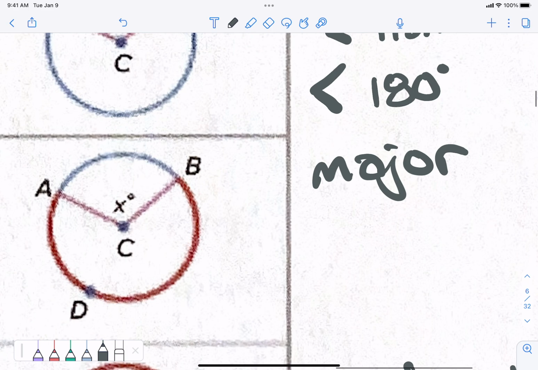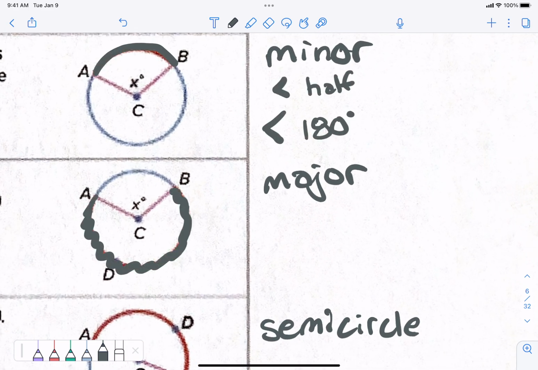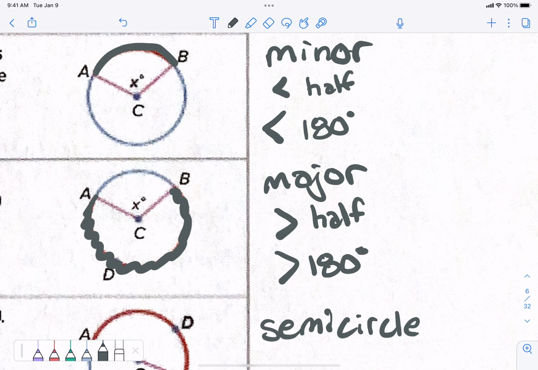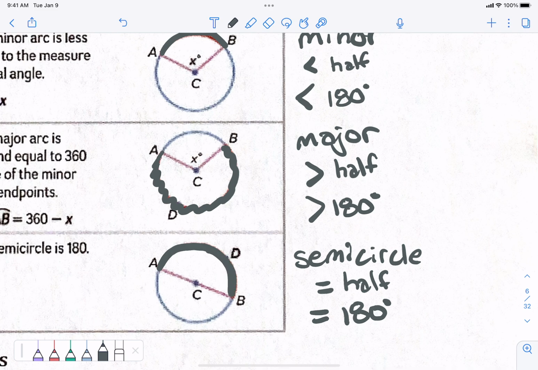A major arc, if you can see in this diagram right here, they've outlined that bottom half, right? And that is going to be greater than half the circle, which means greater than 180 degrees. Okay, that's labeled a major arc. So minor arc is less than half, major arc is greater than half, right? It's kind of easy to see. And then a semicircle is exactly half the circle, right? Or equal to 180 degrees. So you can see like this guy right here, this would be exactly 180 degrees right there. Okay, pretty easy concept, not too bad.